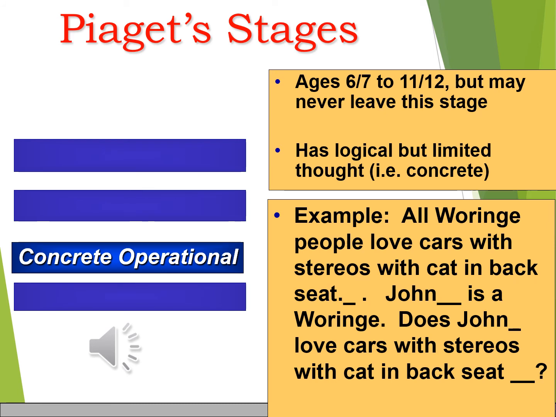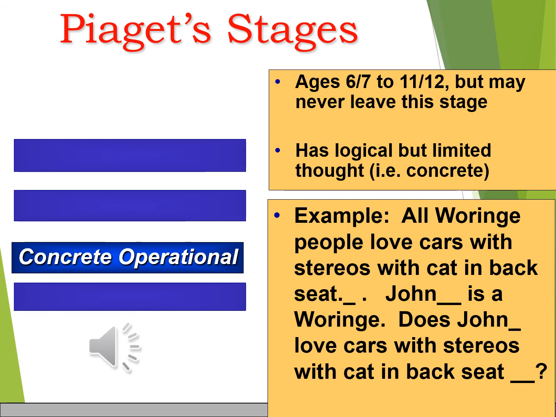Think of the name of the first man or woman that enters your mind. Rose came to my mind, so I'm going to say Rose. Rose is a Waringi. Does Rose love tuna fish sandwiches? Can we say decisively if Rose loves tuna fish sandwiches? A person that's in the concrete operational stage will say, well, I don't know Waringi and I don't know Rose. How could I possibly know?